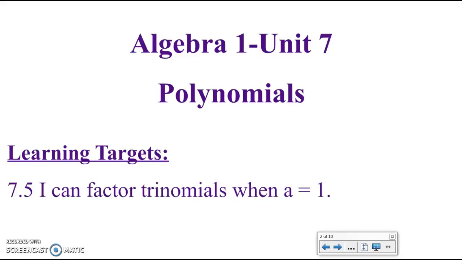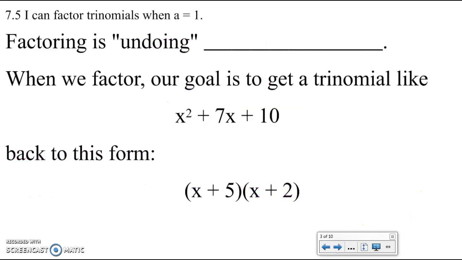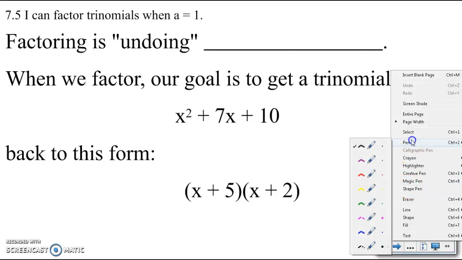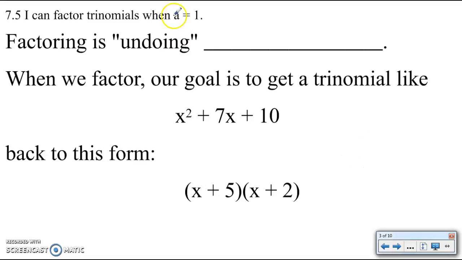Today we're going to talk about how to factor trinomials when the leading coefficient is 1, or when there's not a coefficient out front. One thing I want you to remember, we've talked about this the last couple of days, is that when we factor, we're undoing multiplication. So when we're factoring trinomials, we are trying to undo the foiling or box method. So factoring is undoing multiplication.